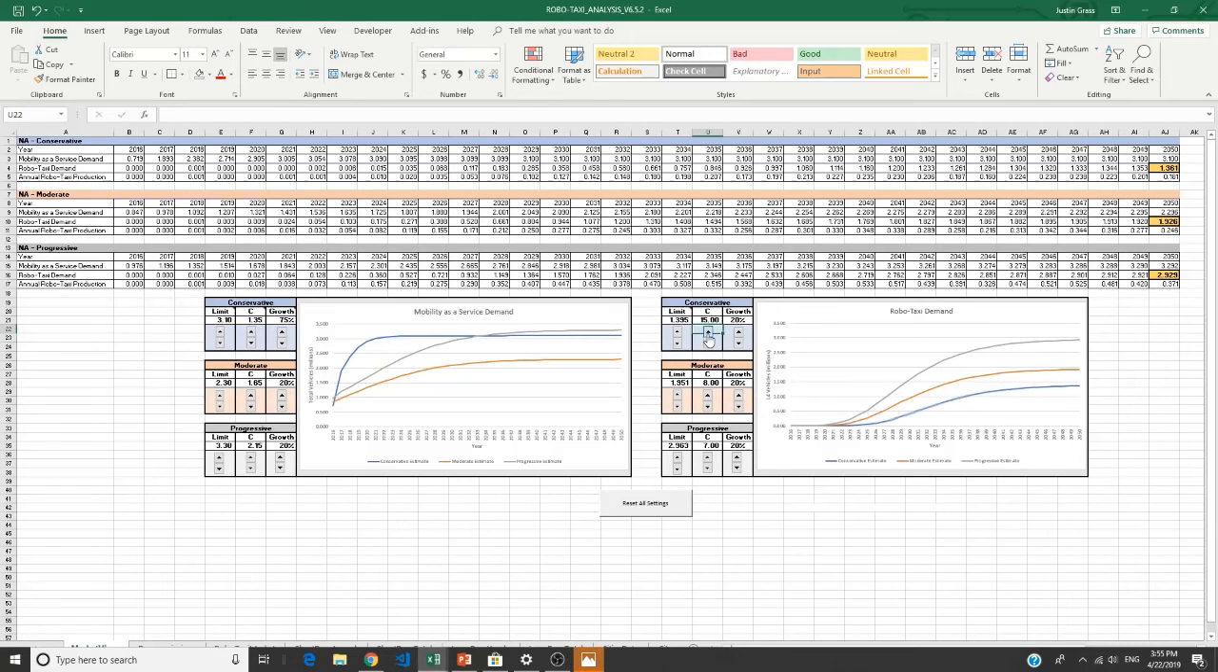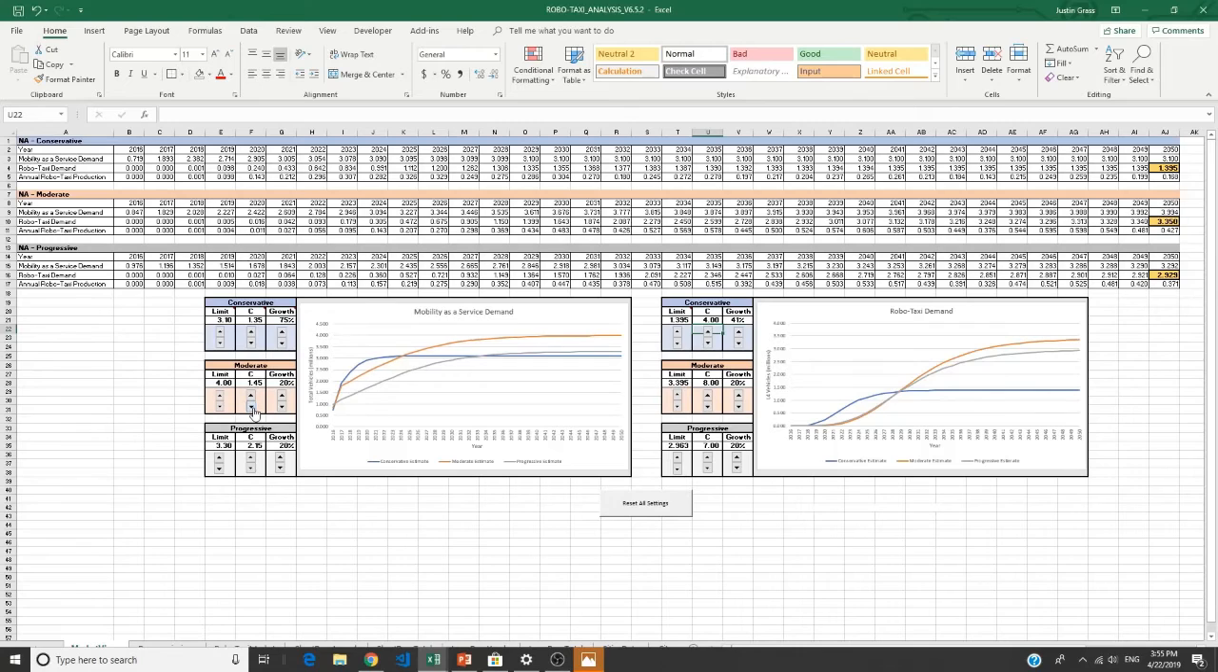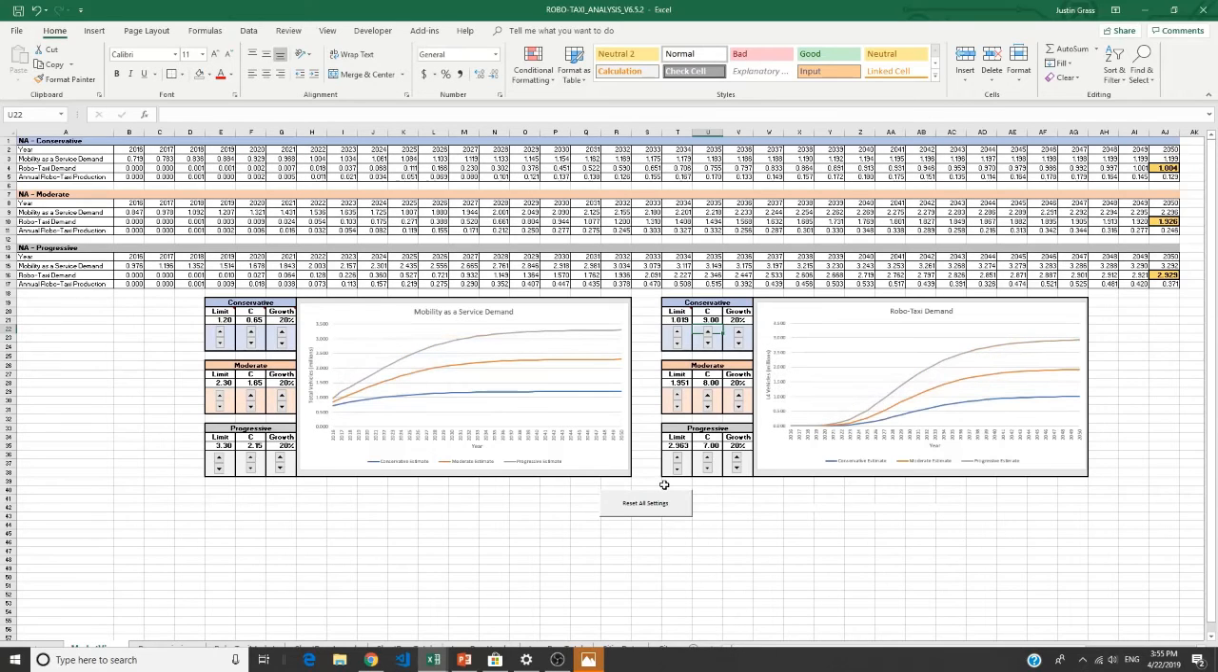And you can push this curve out, pull it in, you might say it might get introduced faster, and you can change the growth and the acceptance, the adoption rate. And let's say you screw everything up and you have this really wonky looking forecast and you don't really know how you got there. I've included this macro here to reset all settings back to the default variables that I put in.